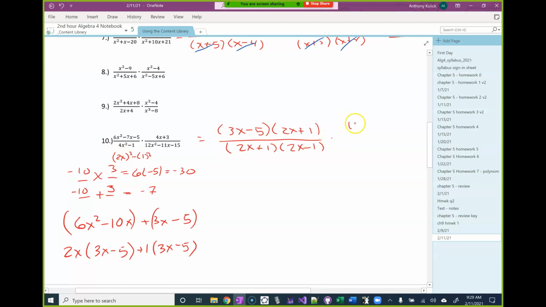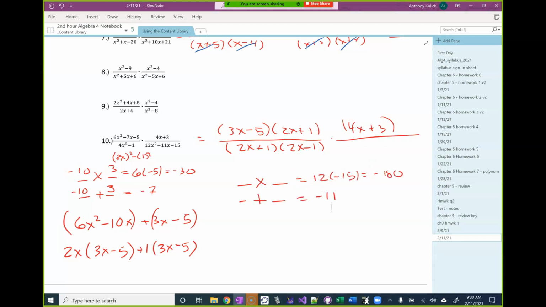And the 4x plus 3, well, that's already done. And then the 12x squared minus 11x minus 15. Well, 1 and 180 and 10 and 18 work, but when I add those, the best I can do is negative 8. So it has to be a number smaller than 10. So let's try 9 and 20. That'll work. So I do negative 20 and positive 9.